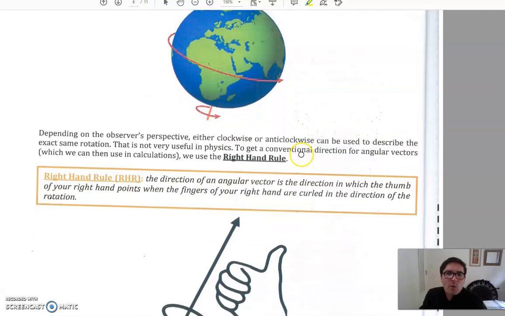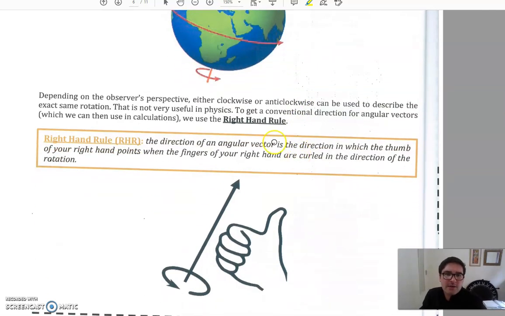And that's where the right-hand rule comes in for circular motion. Now, this right-hand rule says that the direction of an angular vector is the direction in which the thumb of your right hand points when the fingers of your right hand are curled in the direction of rotation.